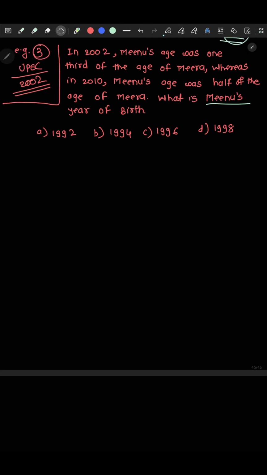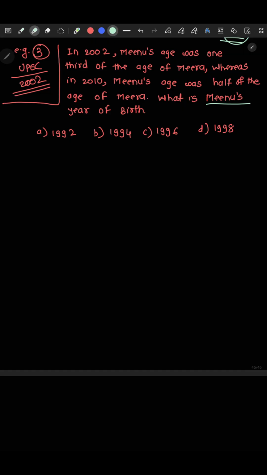Now let's look at the third example, which came in the UPSC 2002 examination. So here it is saying, in 2002, Minu's age was 1/3 of the age of Mira, whereas in 2010, Minu's age was half of the age of Mira. Then what is Minu's year of birth, they are asking. The options are given as 1992, 1994, 1996 and 1998.